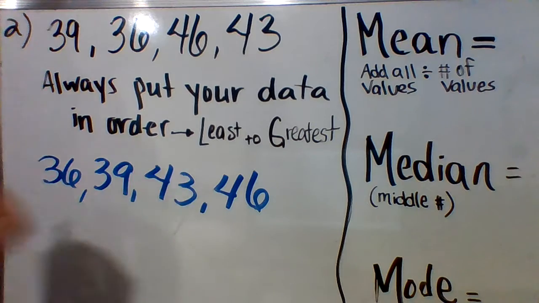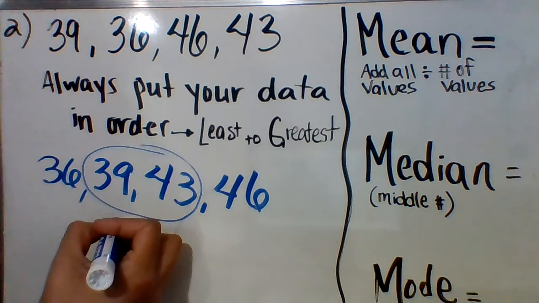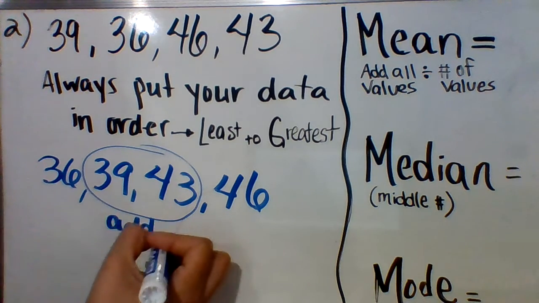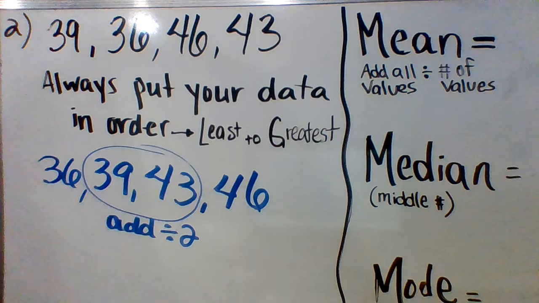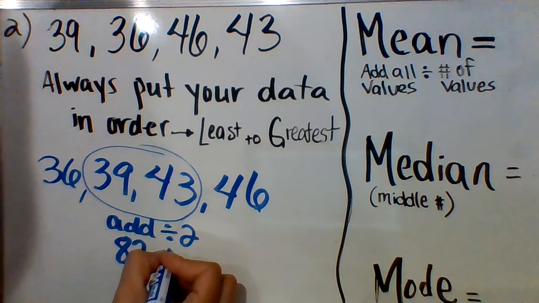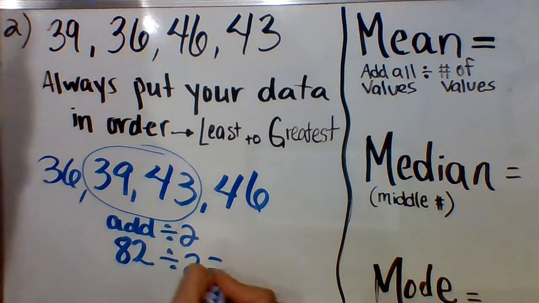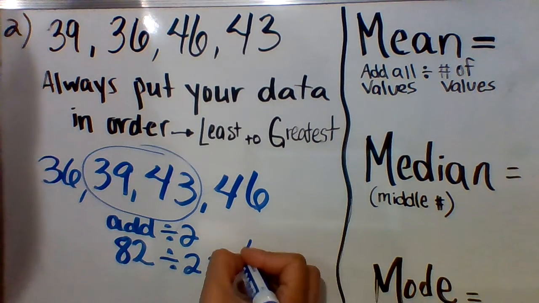So whenever you have 2 in the middle, what you're going to want to do is add them up and divide by 2. And that'll give you the middle number between those 2 middle numbers. So if you do that on the calculator, if you add them up, you end up with 82. And then 82 divided by 2 gives us 41.